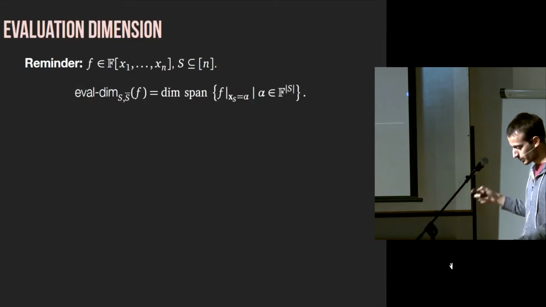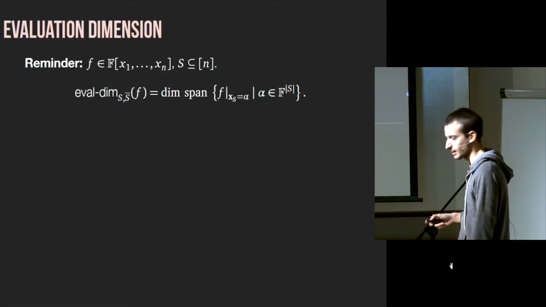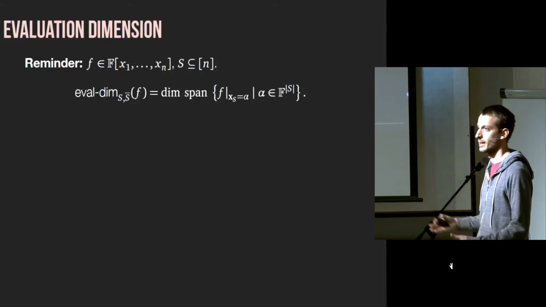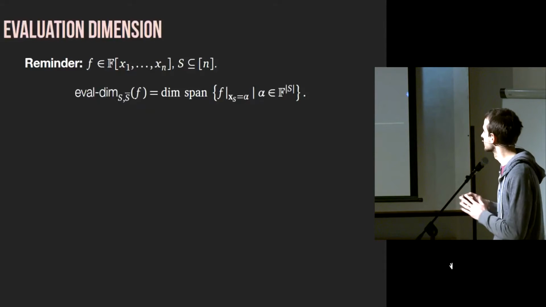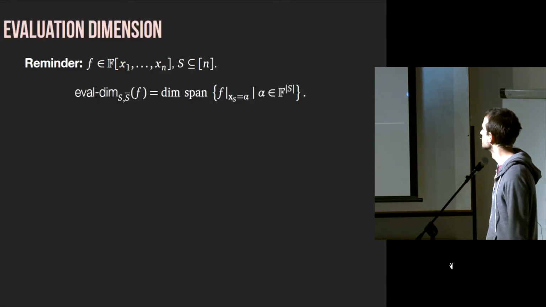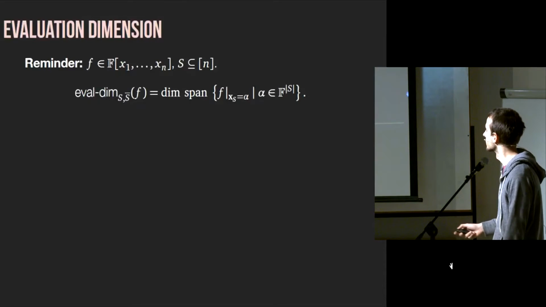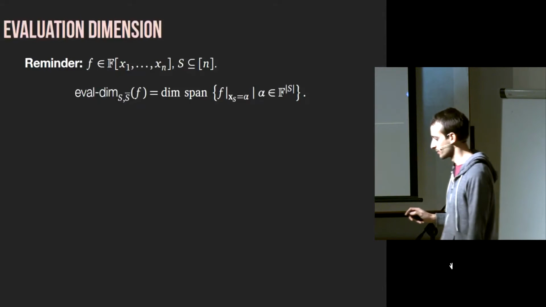Yes, so I will talk a little bit about the proof. First, I want to provide a reminder for a useful thing we've seen. It was defined, but I don't know whether we use the exact same definitions or same notations. So I want to define the evaluation dimension of a polynomial with respect to some partition of the variables.